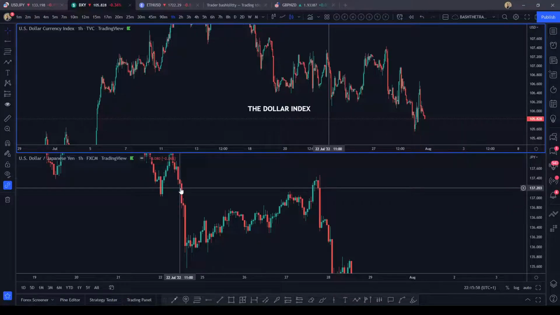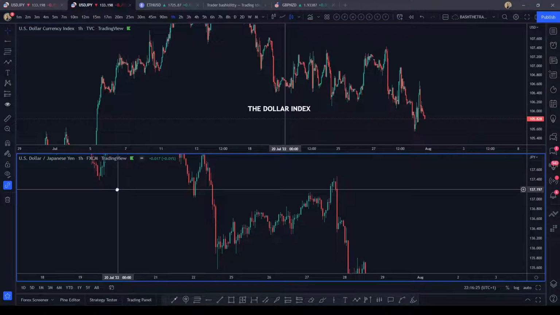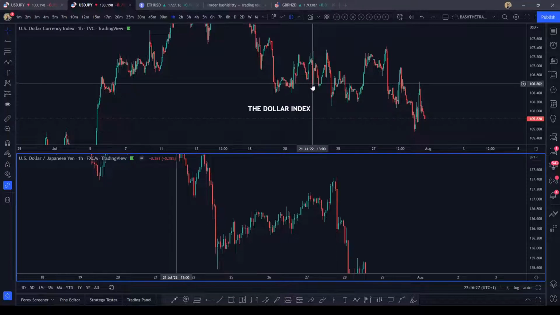Resistance is basically like an elastic rubber that stops the price from going higher. That's what we call resistance, while support is just the other way around. It prevents the price from going lower. So now I couldn't find a resistance point, all right?